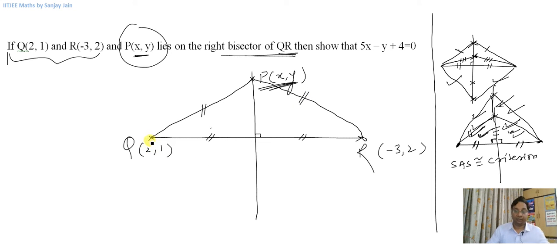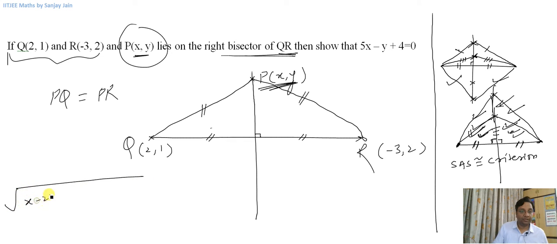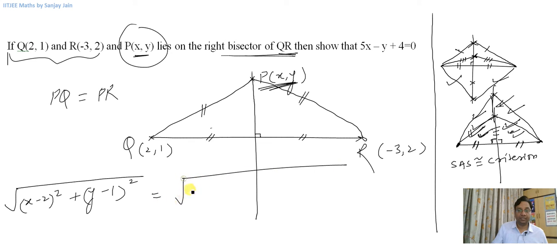Okay, so what I need to do here is apply the distance formula on PQ and PR and then put them equal to each other. So let me apply the distance formula on PQ first. PQ is equal to the square root of (x minus 2) squared plus (y minus 1) squared. This is PQ, and I'll put it equal to PR, which is the square root of (x plus 3) squared plus (y minus 2) squared.